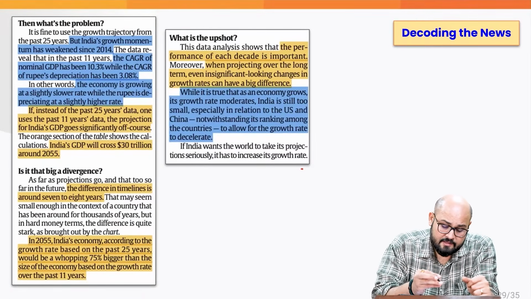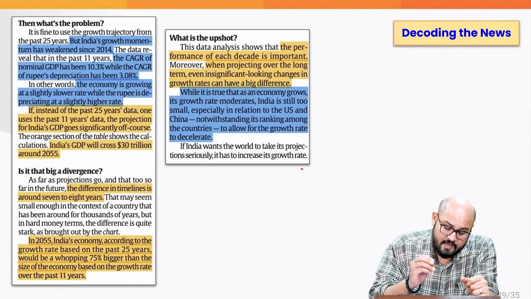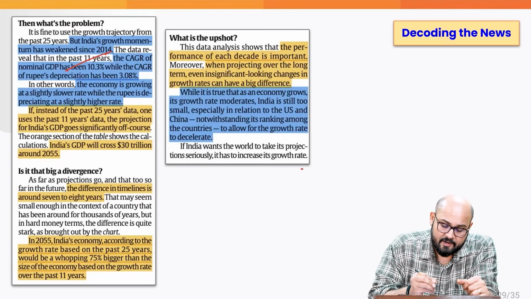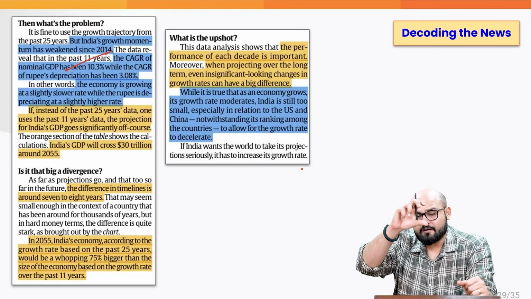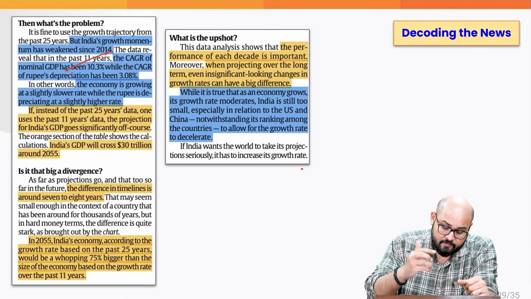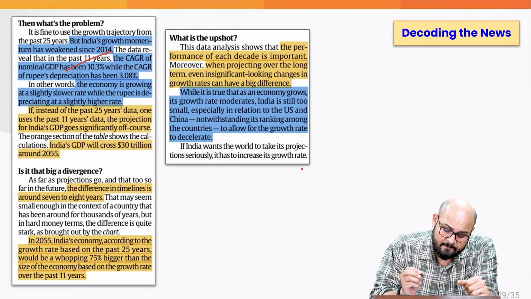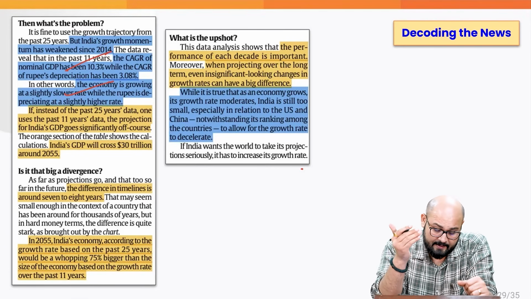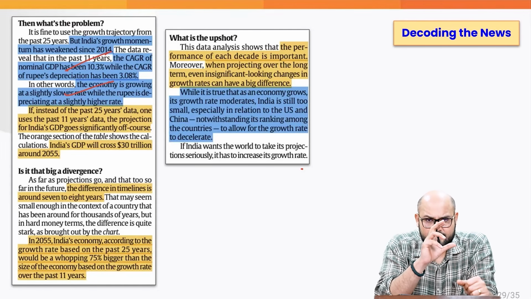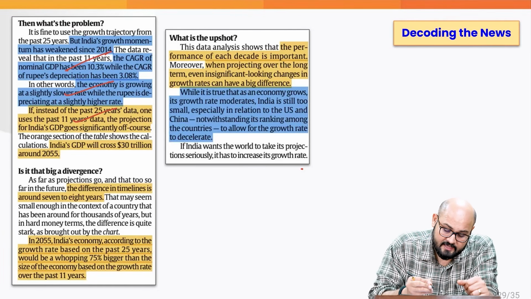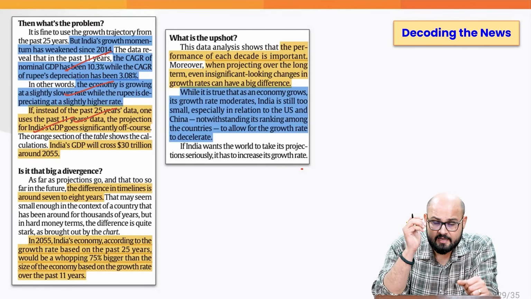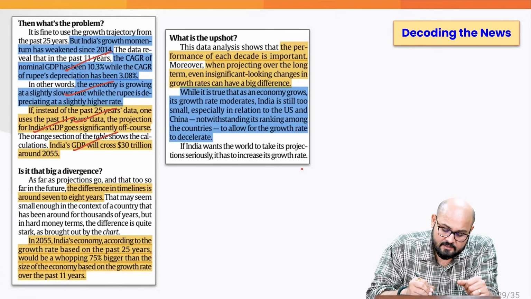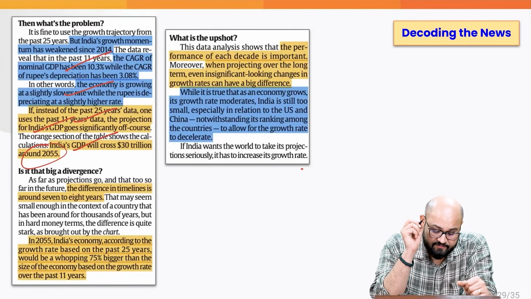What is the problem? India's growth momentum has weakened since 2014. The data revealed that in the past 11 years, the CAGR of nominal GDP has been 10.3%, but the CAGR of rupee depreciation has been more, that is 3%. So if we take the basis of the last 11 years, things would be different. In other words, the economy is growing at a slightly slower rate while the rupee is depreciating at a faster pace. If instead of the last 25 years assumption, we assume the last 11 years data, the projection for India's GDP goes significantly off course. India's GDP will cross the $30 trillion mark around 2055.